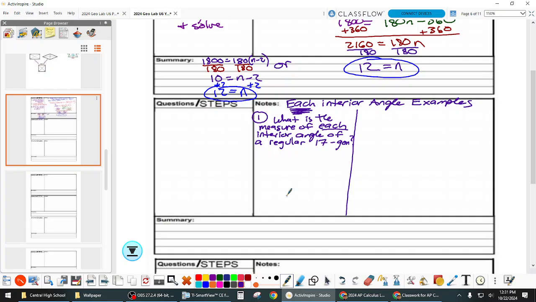17. Yeah. This is a weird name. How many angles does a 17-gon have? 17. Well, because you were thinking how many triangles can you draw in a 17-gon? Which would be 15 triangles, but there are 17 angles in it.